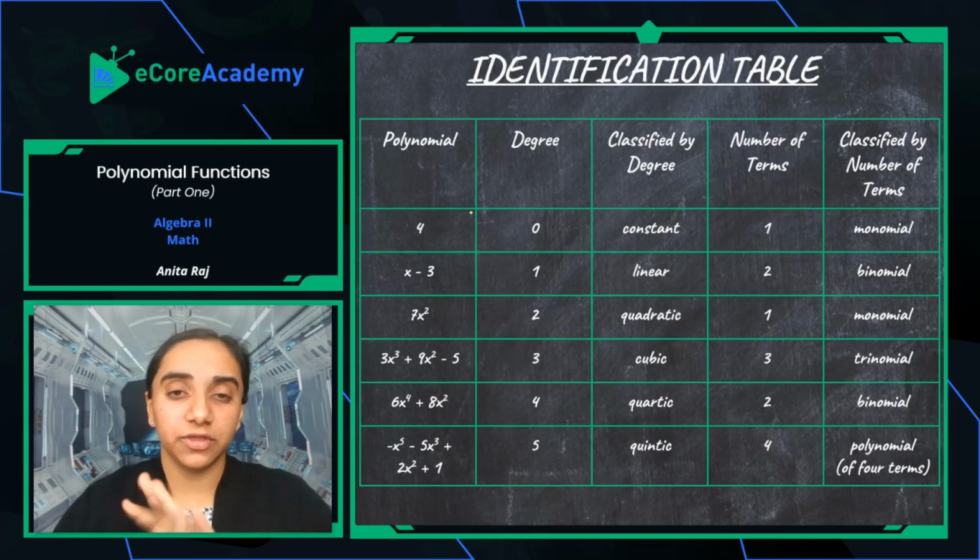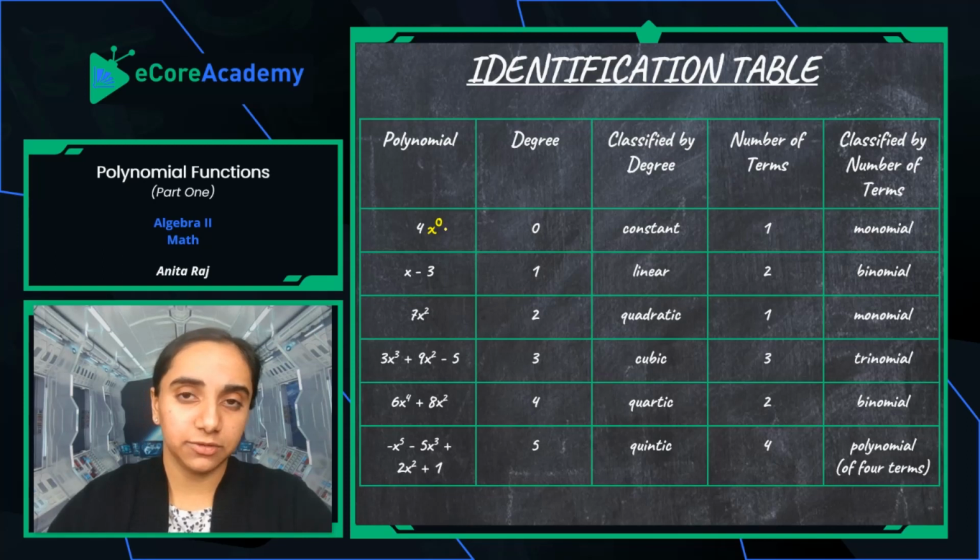No variable, no nothing, just 4. So what is the degree? Remember how we said whenever we have a constant, you can imagine that there's an x next to it, but that x is raised to 0, and remember, any number to the power 0 is equal to 1. So 4 times 1 is just going to be equal to 4. Well, that means that the degree of the polynomial is going to be what that x is raised to. In this case, it's 0, so the degree is 0. We classify this by degree. Remember, constant is going to be any term without a variable, so we just call it a constant.